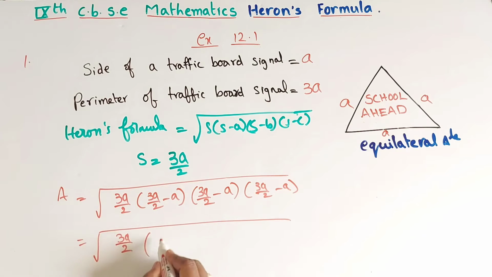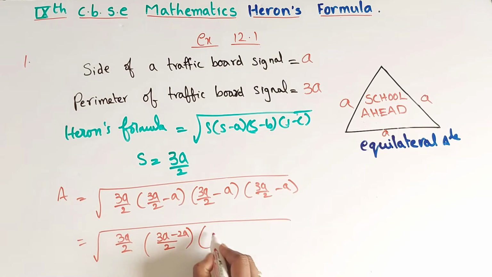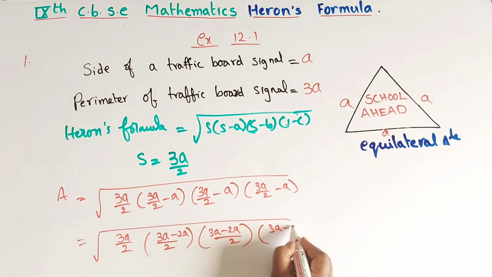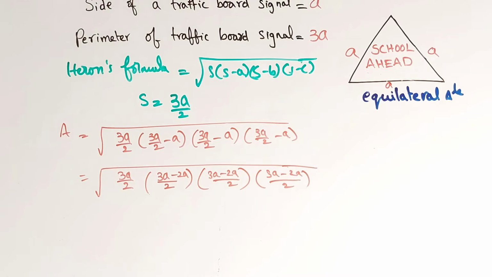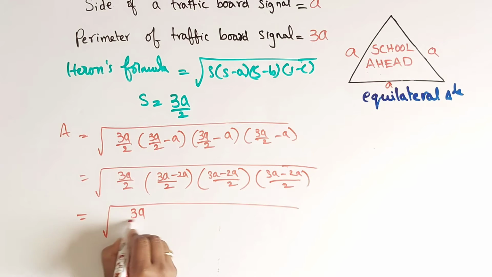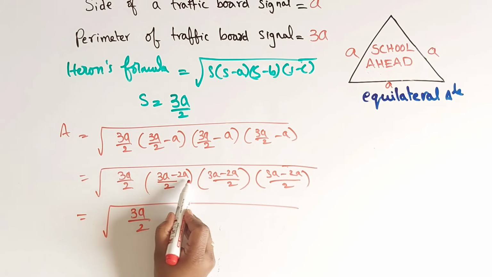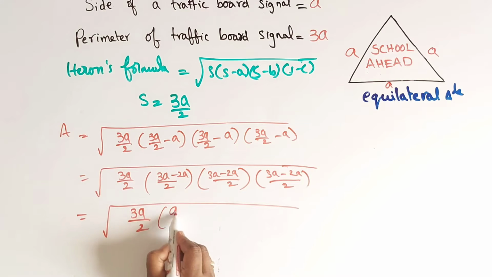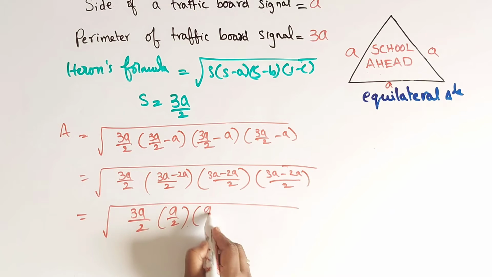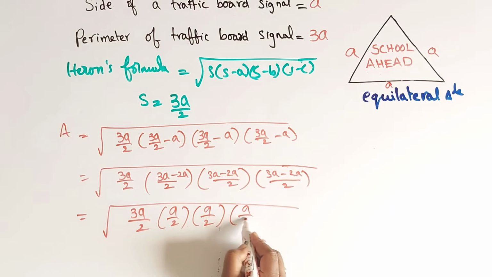Now this one, children, take 2 as the LCM. Now 3a is here and minus 2a. Correct, children? Here also the same, 3a minus 2a by 2, and here also the same, 3a minus 2a by 2. So this equals root of 3a by 2 already here, and 3a minus 2a is a, children. A by 2, again a by 2, again the same.